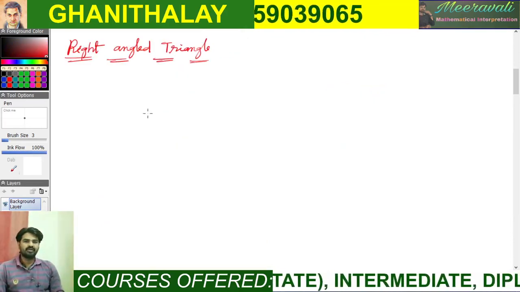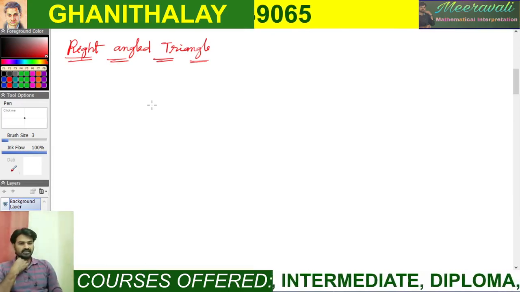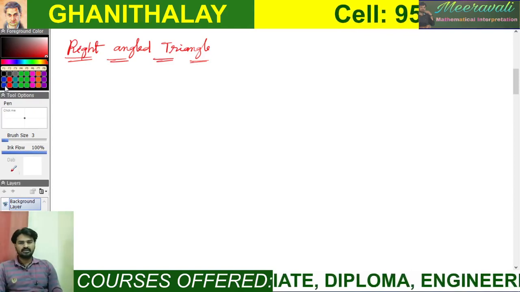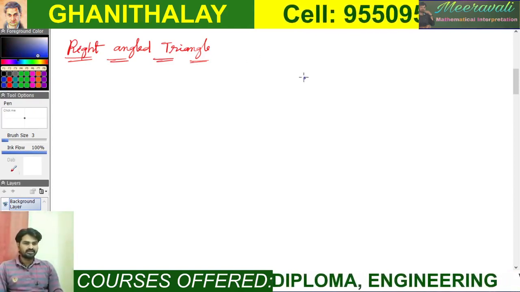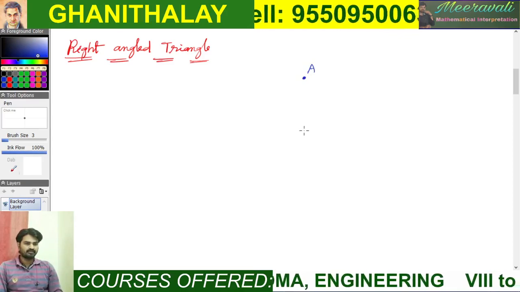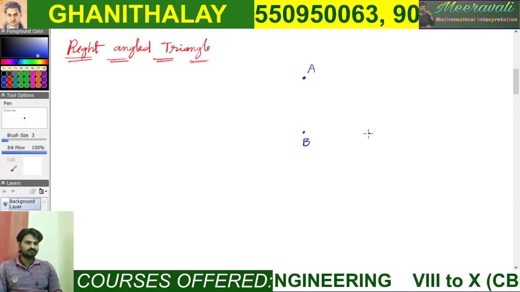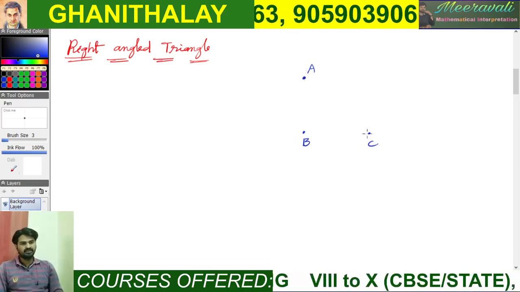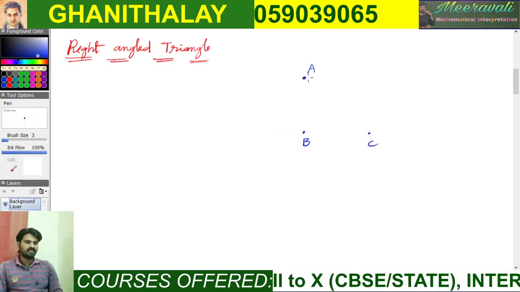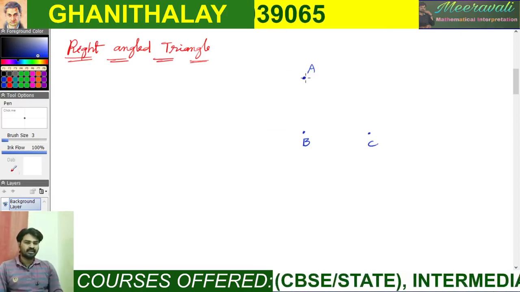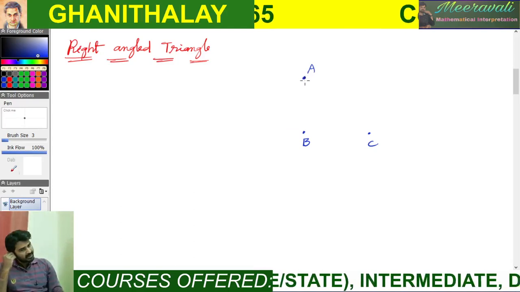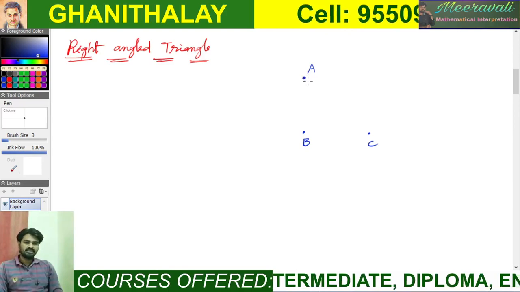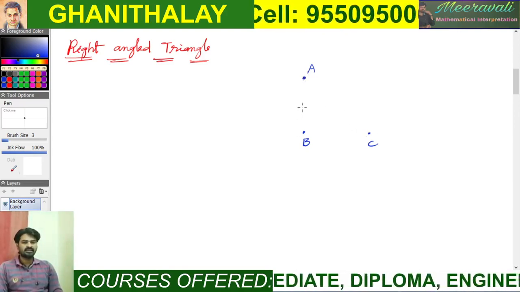Okay students, now we are going to discuss the right angle triangle. So what is the right angle triangle here? A triangle consists of three vertices, suppose A, B, C. If you join any two vertices out of these three, you will get a side of a triangle. So in this sense, there are three sides in the triangle.